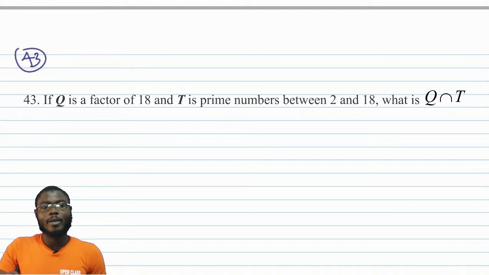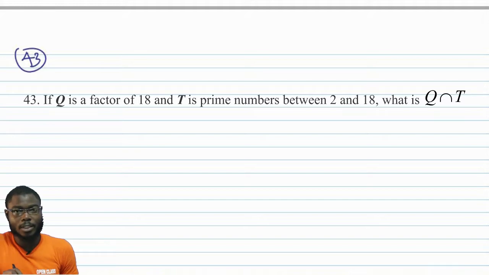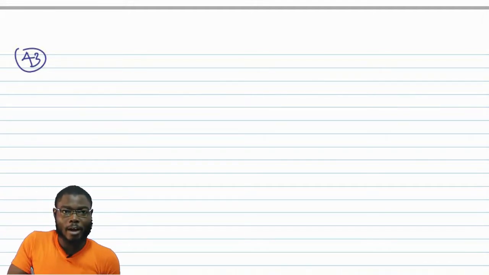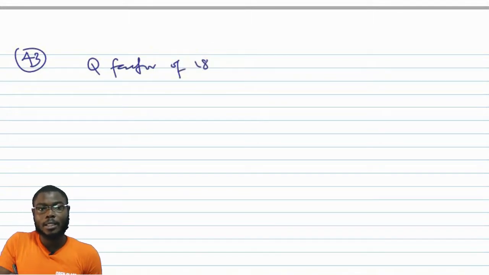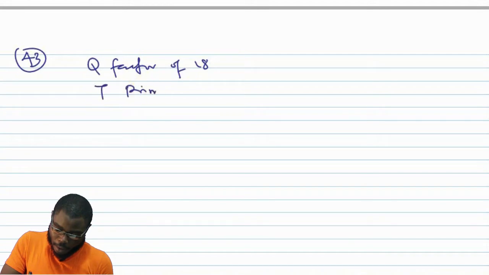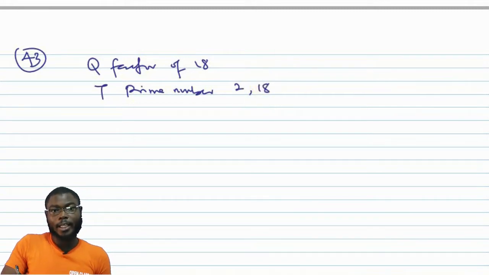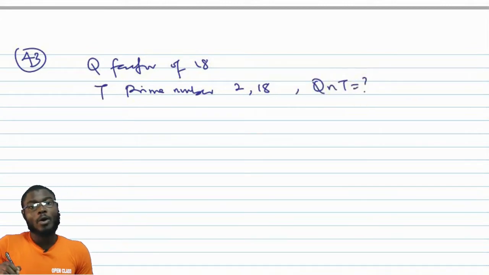Now, in question number 43, we have: if Q is a factor of 18 and T is a prime number between 2 and 18, what is Q intersection T? So Q is a factor of 18, and T is a prime number between 2 and 18. So find Q intersection T. That is what we are looking for.